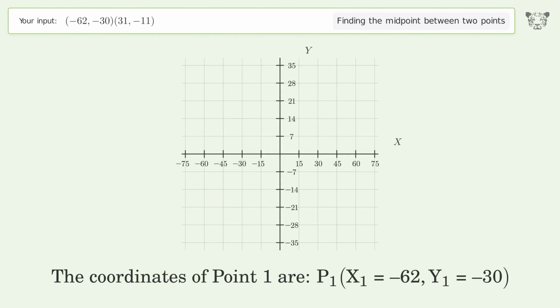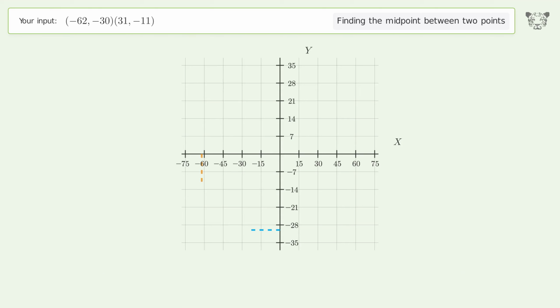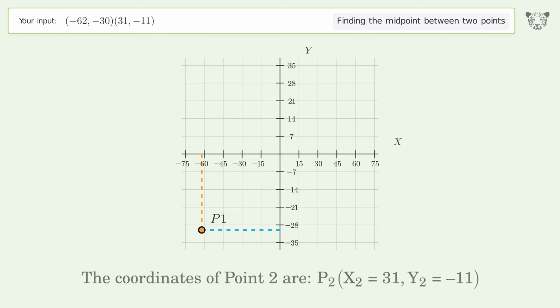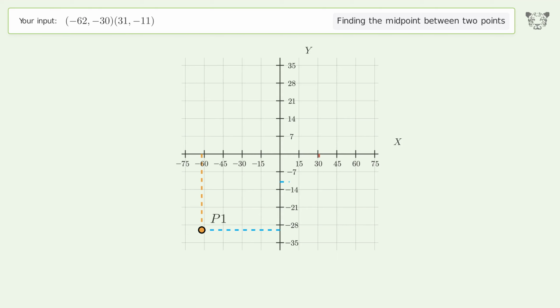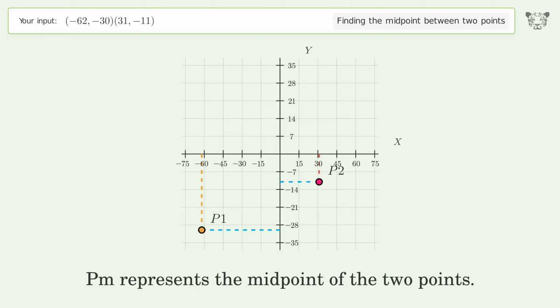The coordinates of point 1 are, x1 equals -62, y1 equals -30. The coordinates of point 2 are, x2 equals 31, y2 equals -11. PM represents the midpoint of the 2 points.